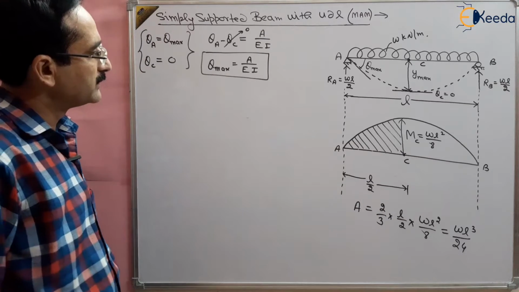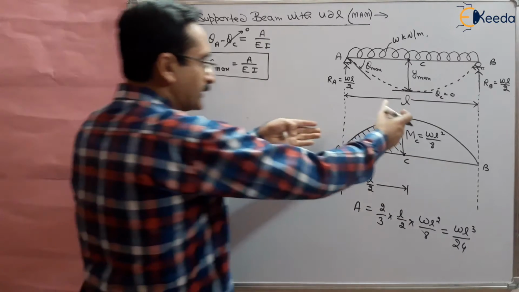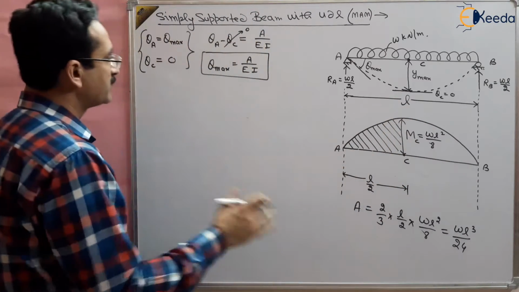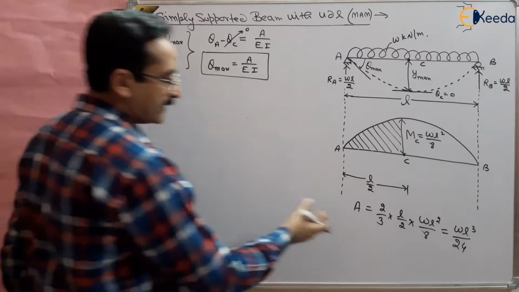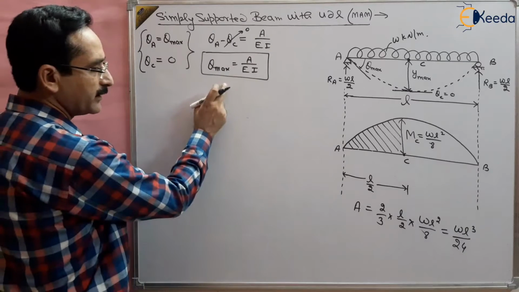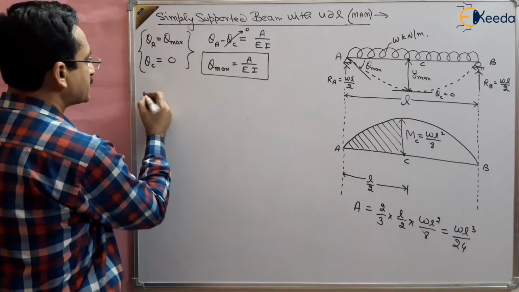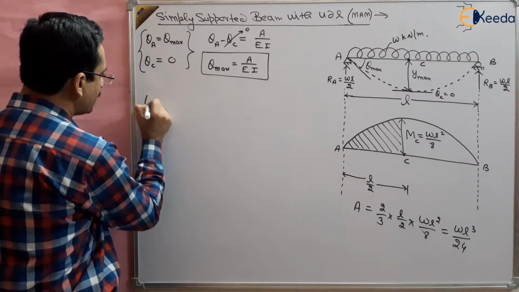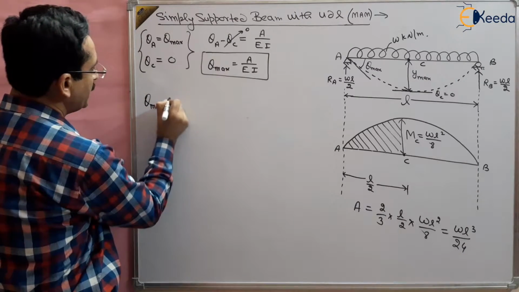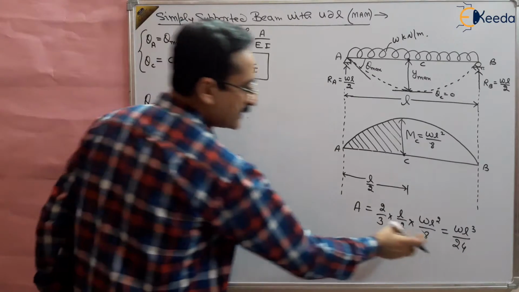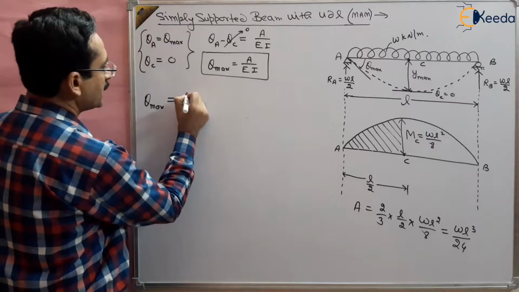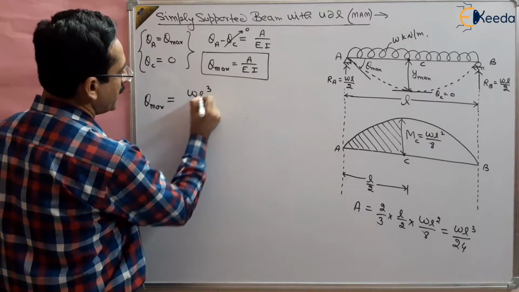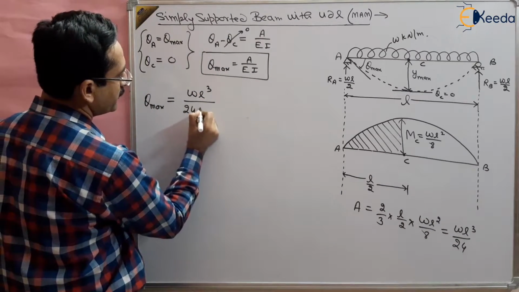Bending moment diagram for this part only, between A and C. So this is the area. Now we can put the area here and we can find out the theta max. So theta max will be equal to the area. Area is WL cube by 24, so this is WL cube by 24 EI.